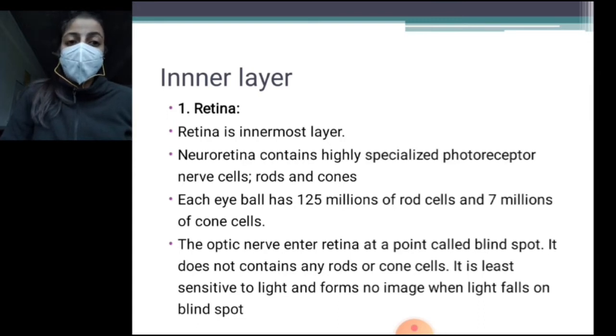The optic nerve enters the retina at a point called the blind spot, and it does not contain any rods or cone cells. It is least sensitive to light and forms no image when light falls on the blind spot.